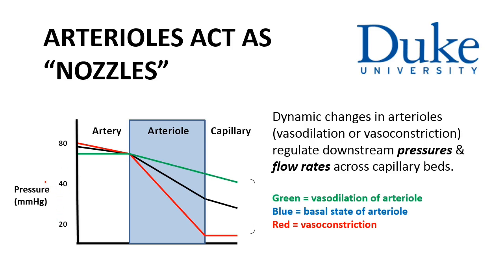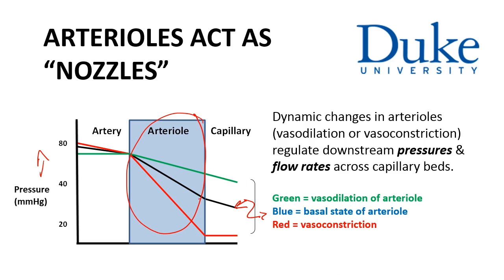On the y-axis we have pressure, and pressure is increasing in this direction. Along the x-axis we've diagrammed artery, arteriole, and capillary, and what's shown is the change in the arteriole. If we start with the blue line, the basal state, this is our basal tone for the smooth muscle in the walls of the arteriole. We see a drop in pressure as the blood flows across the arteriole, and this drop is due to resistance. It's a small, narrow tube, and so it has high resistance as the blood flows through it.